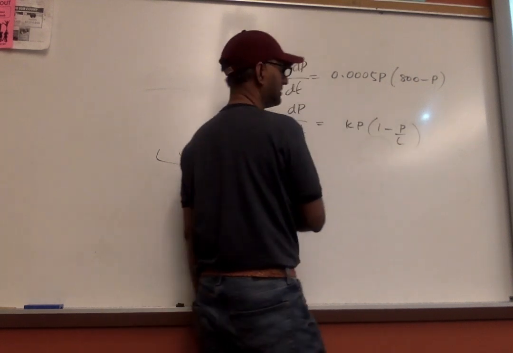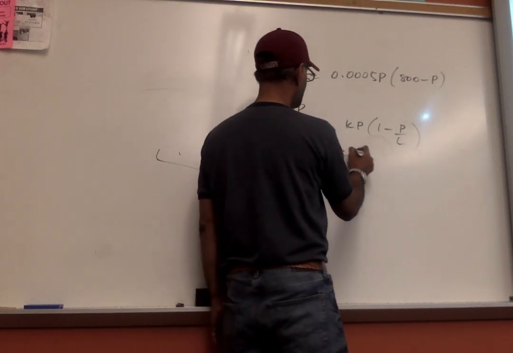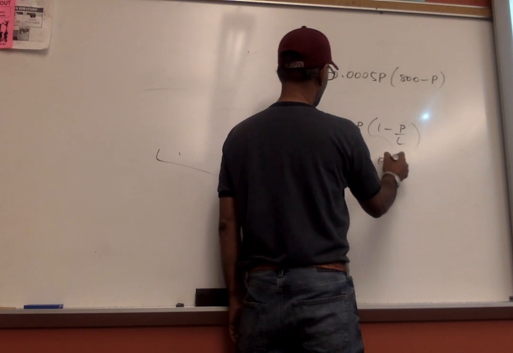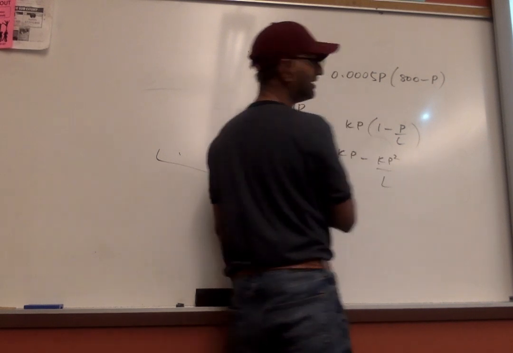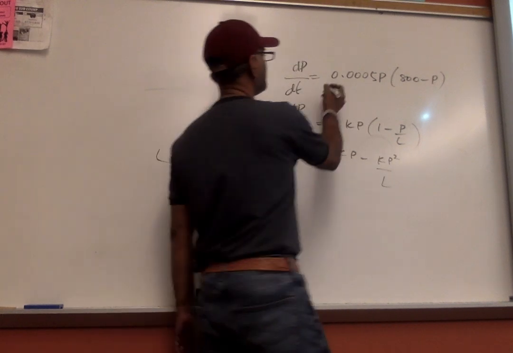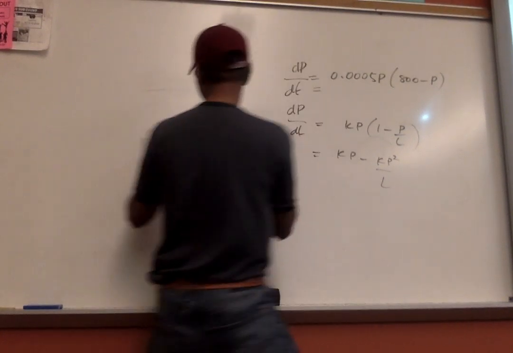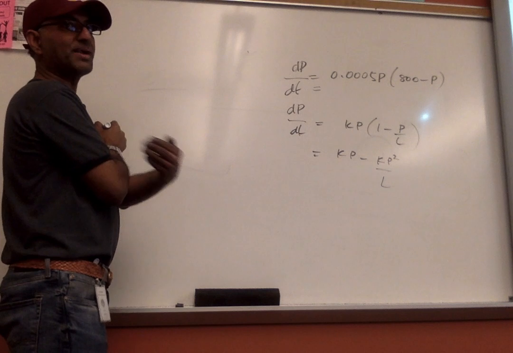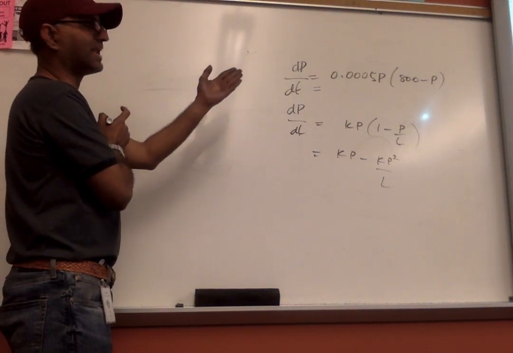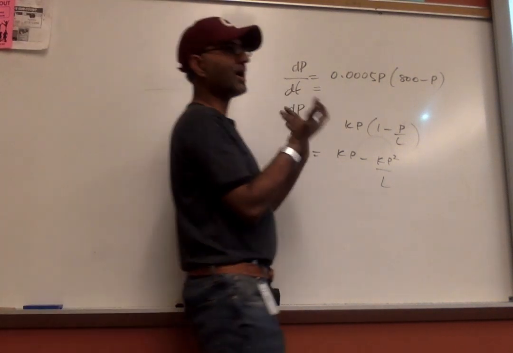Can we distribute? Look down, please. So it becomes kP minus kP squared over L. So can I now distribute the question? Now, some of you have weak skills. The reason I'm doing this is some of you have weak skills in multiplying decimals and numbers. Let me show you how to do this very quickly.